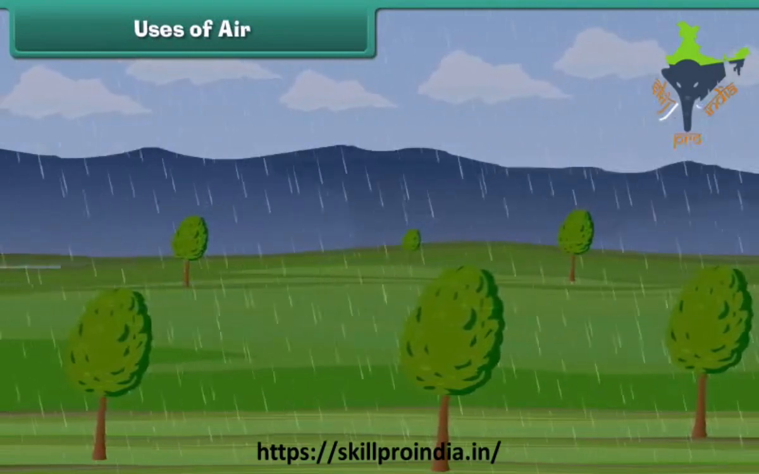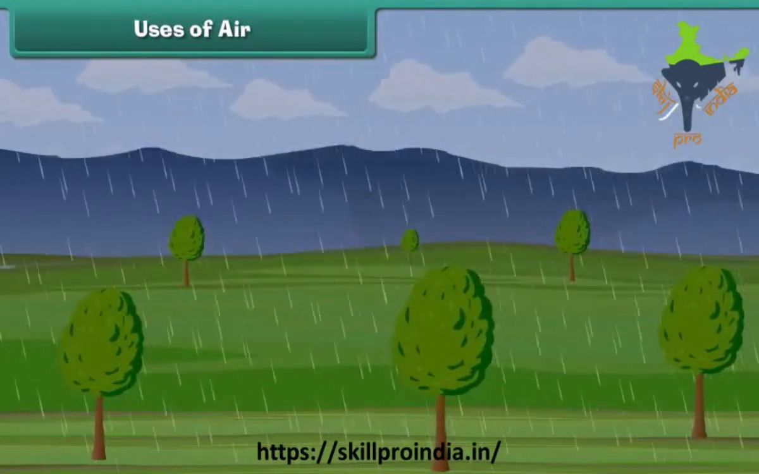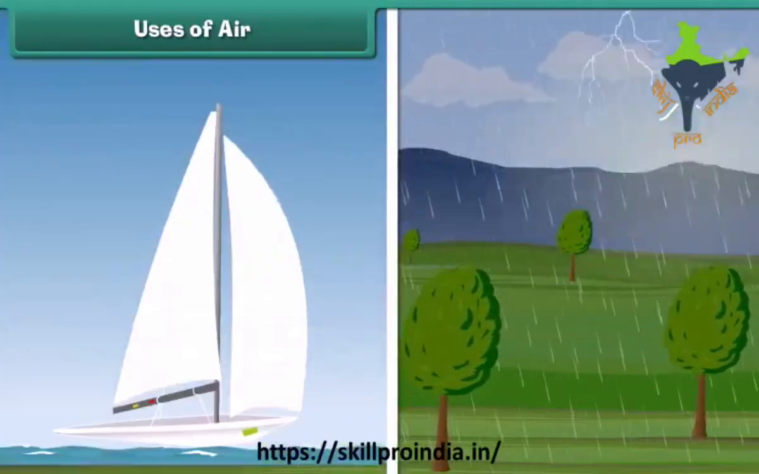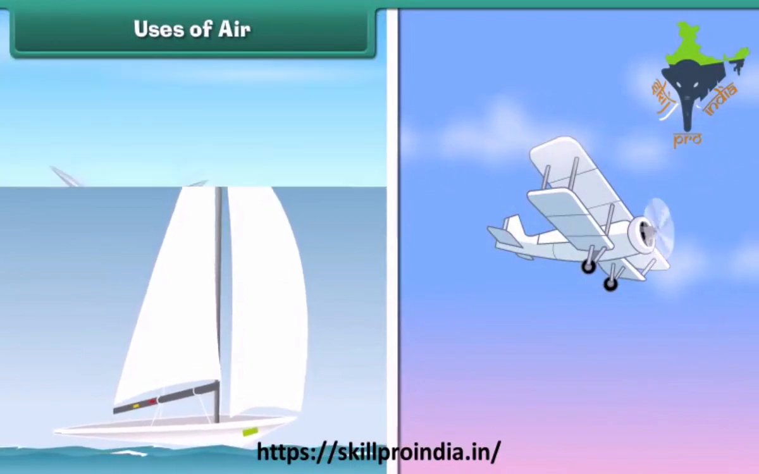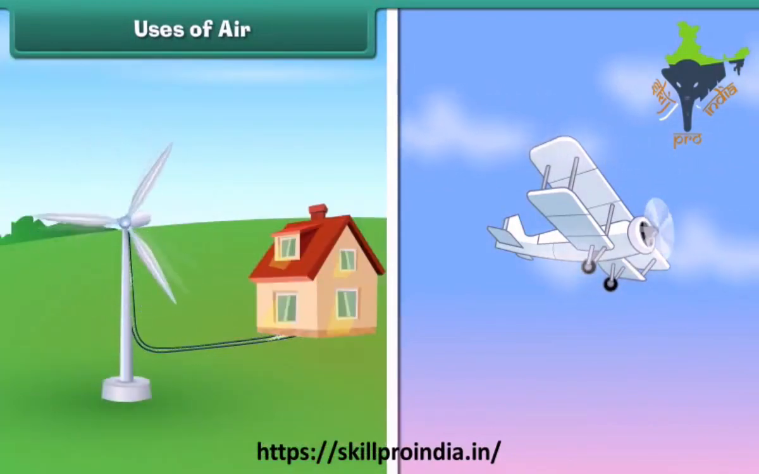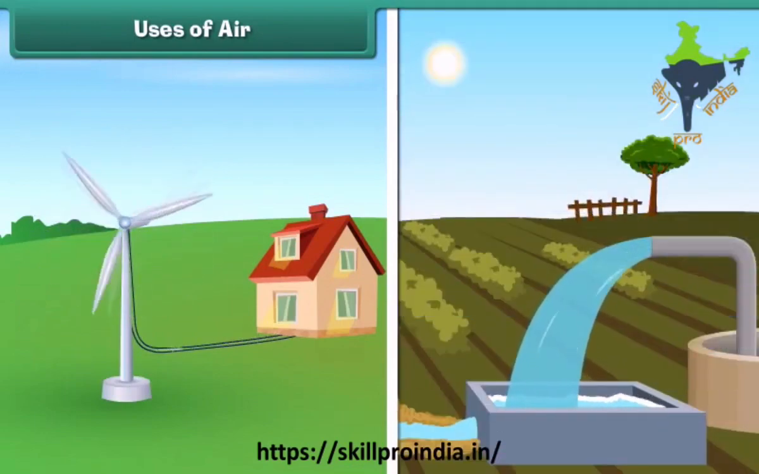Moving air is known as wind. Wind moves clouds and causes rains. Wind helps sailboats and gliders to move. The power of wind is used to generate electricity. Wind power helps pump water.